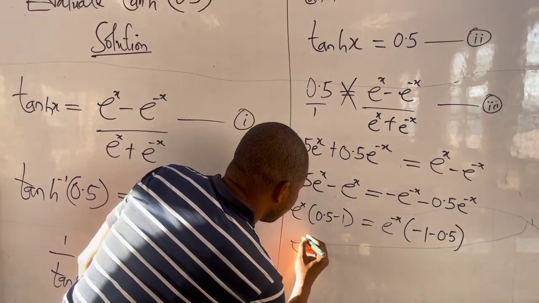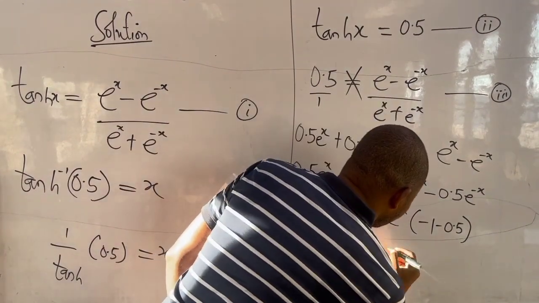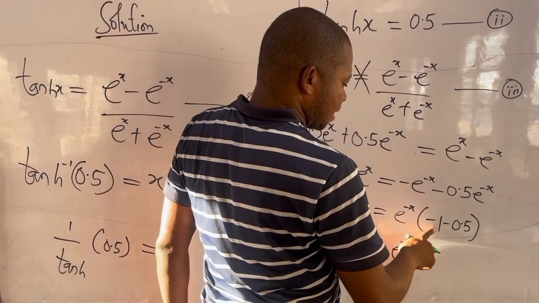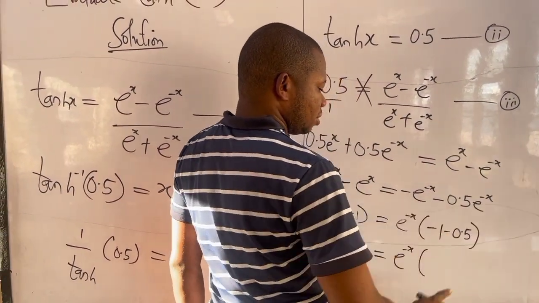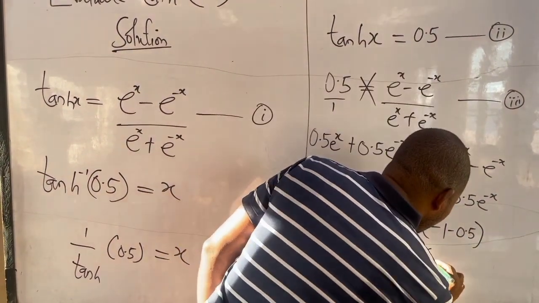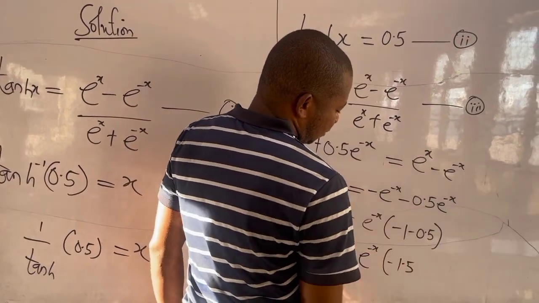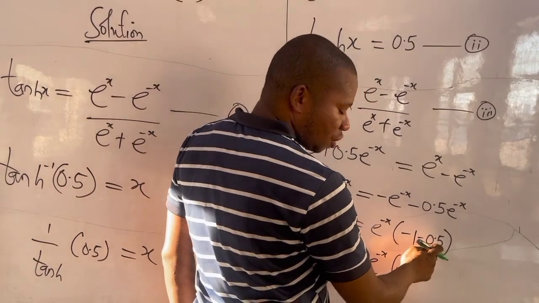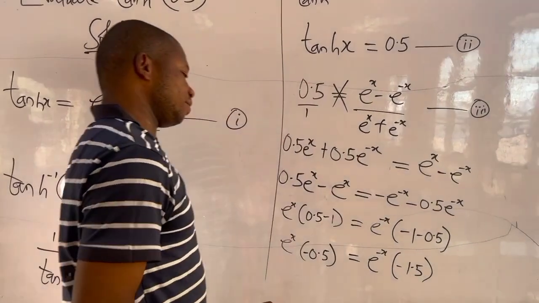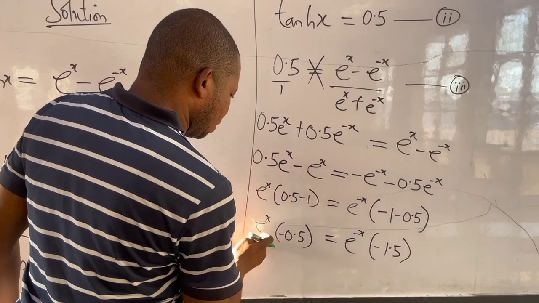So this one, e exponent x into negative 0.5, is equal to e exponent negative x into negative 1 minus 0.5. That is to say, minus 1 minus 0.5 gives me minus 1.5, meaning that we are adding up this plus this. 1 plus 0.5 is what? 1.5. Because it is carrying negative, the answer will also be negative.